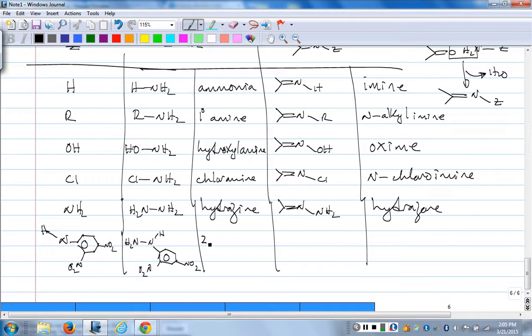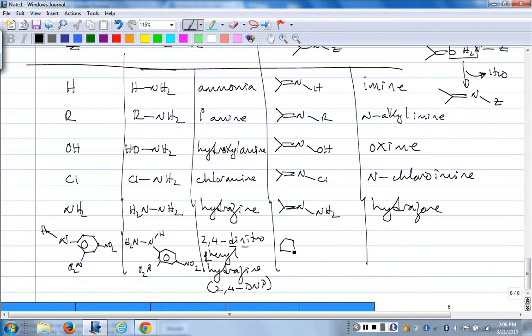This is called a 2,4. So here's my carbon. Here's my ipso carbon. This is carbon 1, carbon 2, 3, 4. It's a 2,4-dinitrophenylhydrazine. It's called 2,4-DNP. So 2,4-DNP. The condensation product you generate would look like this.